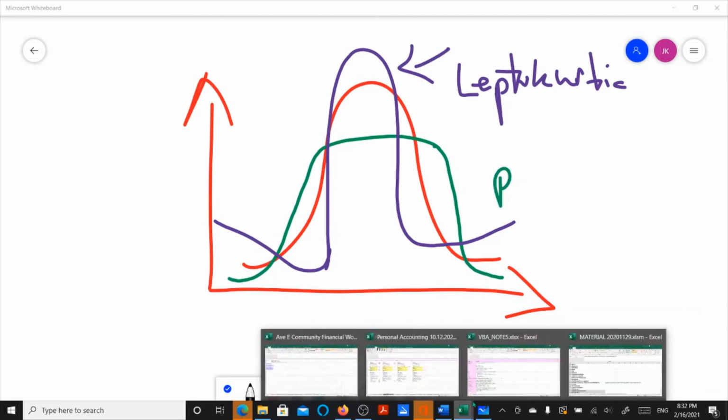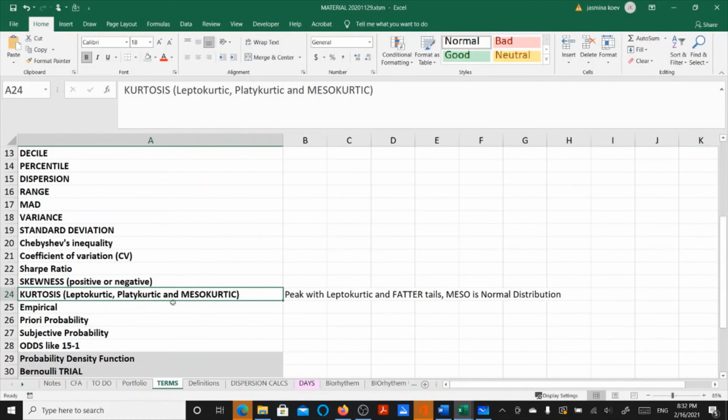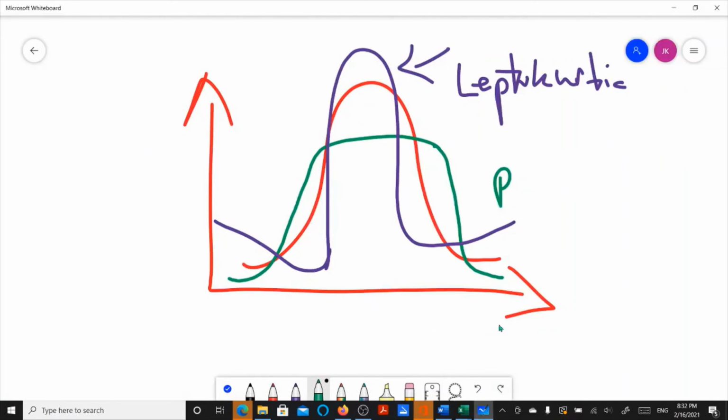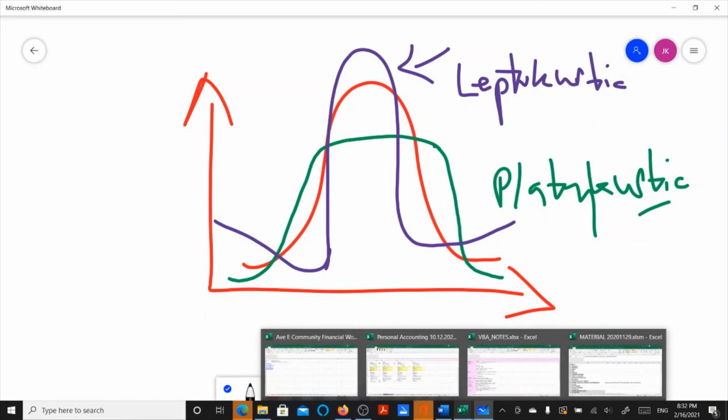Platykurtic. As you see, I also have a problem memorizing these. Platykurtic. Platykurtic. Maybe somebody can think of a good memory system for these. Like, I was thinking a platypus for the green one. But what we're basically saying is it is not as peaked as the normal distribution, or they call it the mesokurtic.